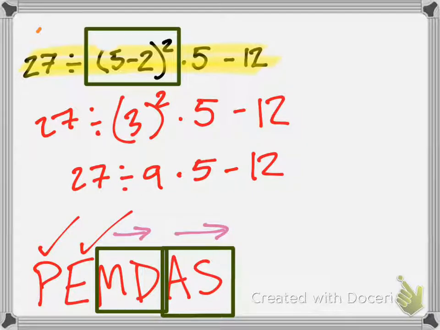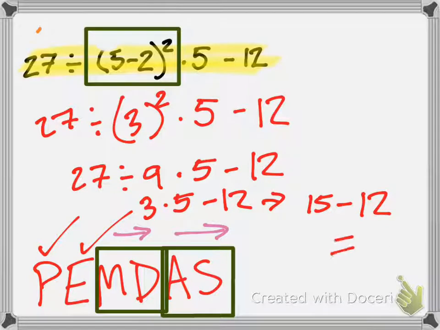So what is 27 divided by 9? 27 divided by 9. Let me see. Daniel. We get 3. Then we have times 5 minus 12. What's 3 times 5? 3 times 5. Emerson. We got 15 minus 12. And then what do we get as our answer, Adriana? 3. If you did not do these steps correctly, you will have messed up big time.